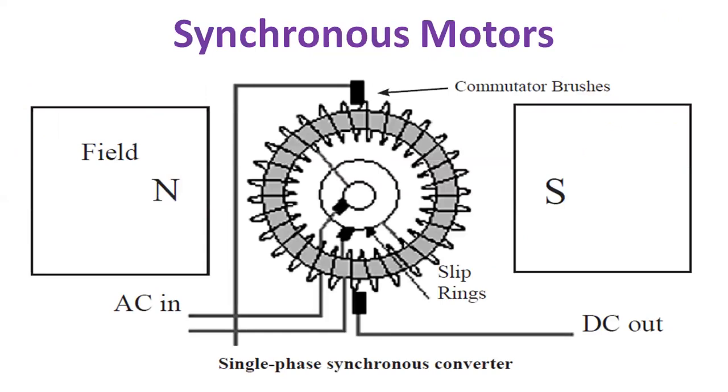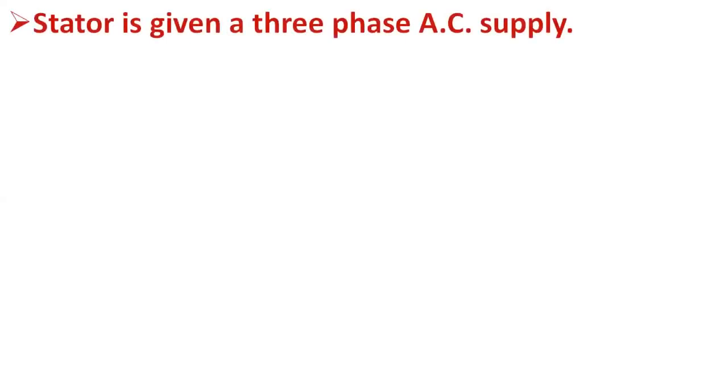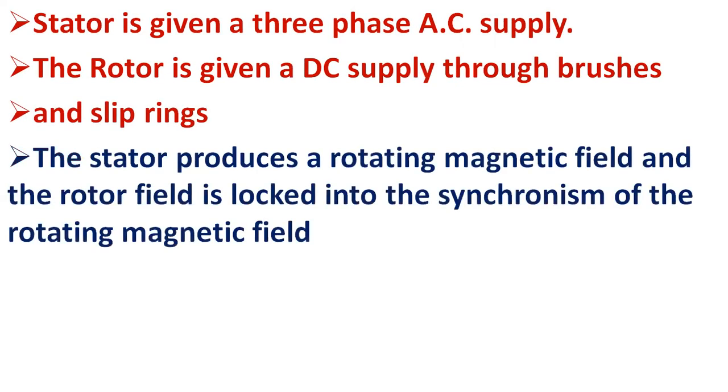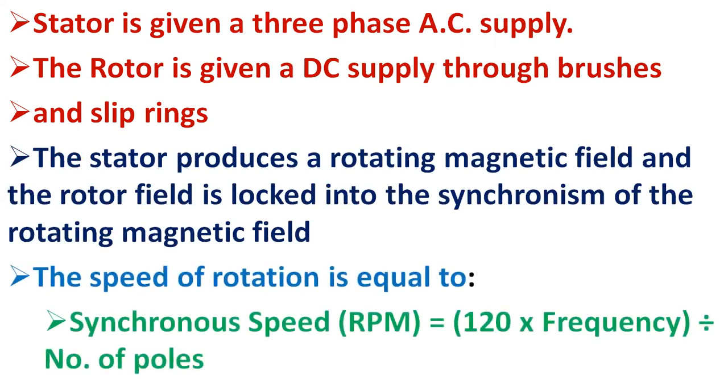Then we have the synchronous motors. In these motors, the stator is given a three-phase AC supply. Rotor is given a DC supply through brushes and slip rings. The stator produces a rotating magnetic field, and the rotor field is locked into the synchronous speed of the rotating magnetic field. The synchronous speed in RPM is equal to 120 times frequency divided by the number of poles. That's exactly the speed of rotation, the synchronous speed, that we see.